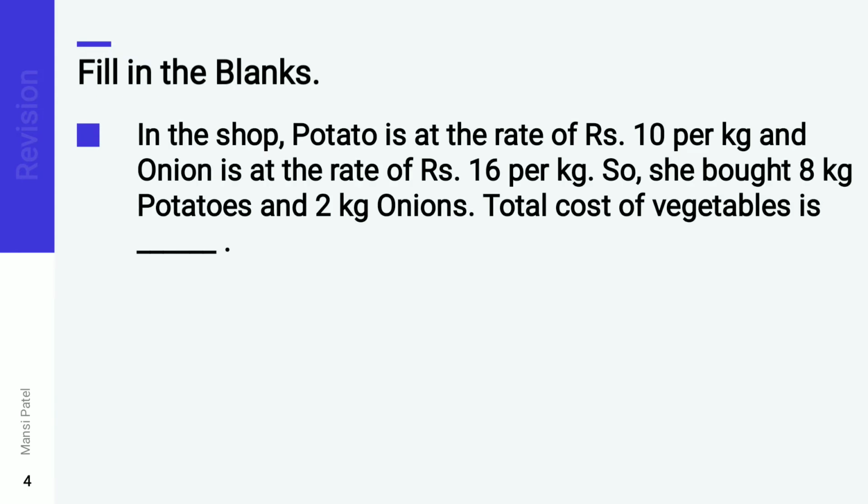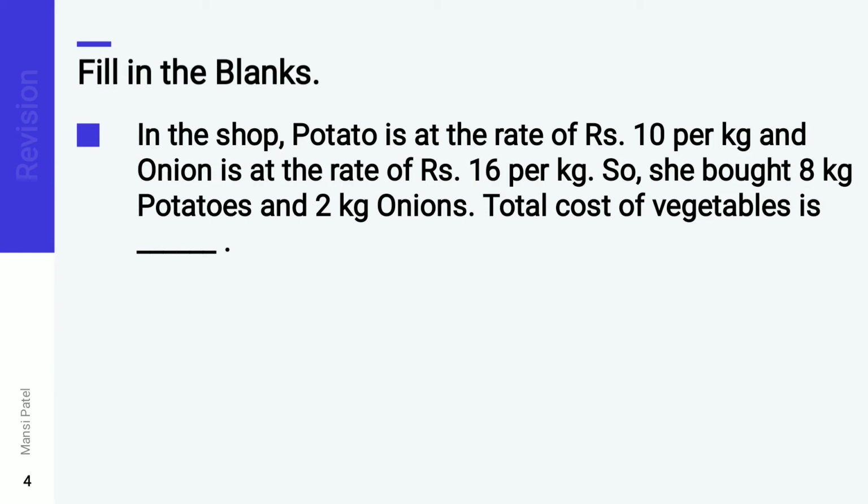Now let us see the next topic, that is again the fill in the blanks. Now your fill in the blank is that in the shop potato is at the rate of rupees 10 per kg and onion is at the rate of rupees 16 per kg. So it means Anita bought 8 kg potato and 2 kg onion. What is the total cost of vegetable?